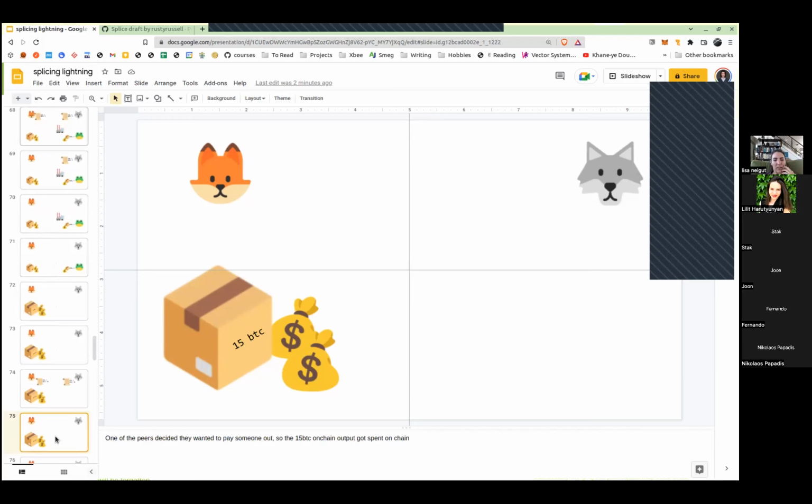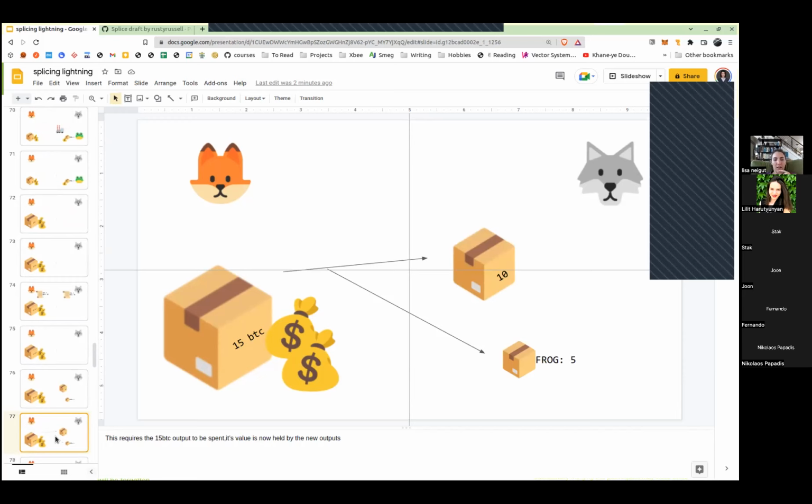Once the peers decided they wanted to pay someone out, they took the 15 Bitcoin and they spent it on chain. So they created 2 new UTXOs on chain, one that was worth 5 and got paid to a third party, another that was worth 10 that is going to hold the new channel contract, or the new channel contract will now point to this one basically instead of this one.